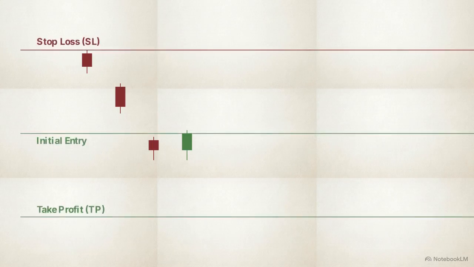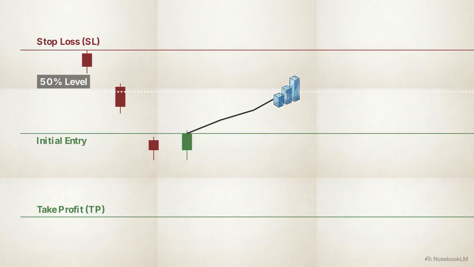If the market tests your position by pulling back toward the stop loss, the strategy uses a scaling-in approach. The 2x method is triggered if the price reaches the 50% mark between your entry and your stop loss. At this point, you open a second position in the same direction with double the volume of the first.